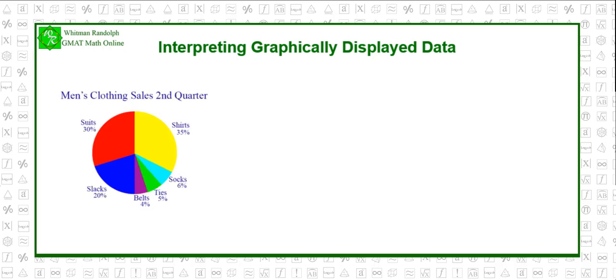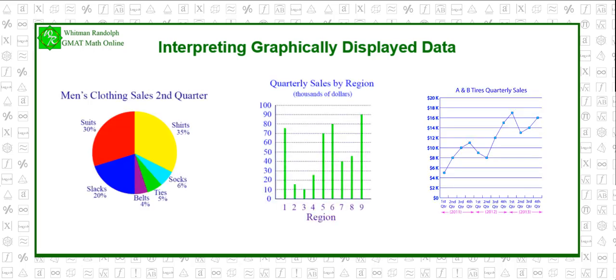Pie charts, bar graphs, and line graphs are examples of data being presented in ways that make it more accessible for understanding. Being able to read and interpret such charts is an essential skill in most organizational settings. Here are 3 examples of problems using graphical data.